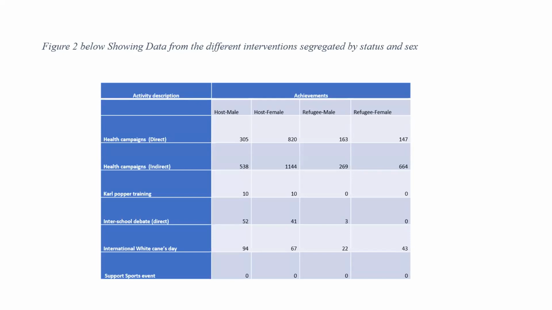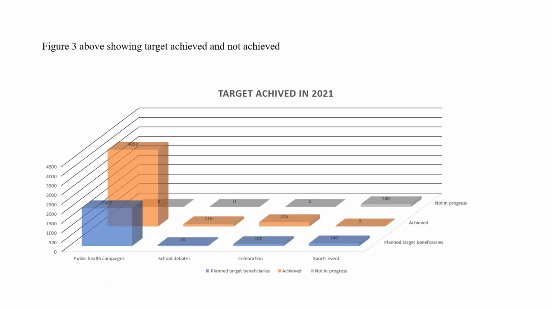So this is what happened in Koboko municipality, from health campaigns. We were able to reach that figure there, both direct and indirect. And then we have the debate, that is direct. And then we have the inter-school debate activity, which is done, and they reached that figure. Then we celebrated the International White Cane Day. Only we were not able to do sport events because of the lockdown, and this has been the major challenge.